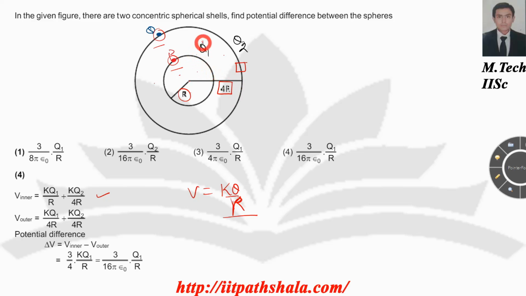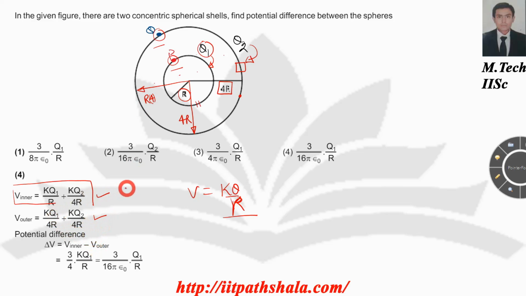Now I have given the charge Q1 to my first shell and Q2 to my second shell as per the question. So I'll land up with the following expression over here. Now for the outer shell at point Q, the contribution of this small shell will be KQ1 upon the distance from that point, which is nothing but 4R, and for this bigger shell it is KQ2, the respective charge of this shell, upon the radius of this shell, which is nothing but 4R. So I'll land up with the following expression.